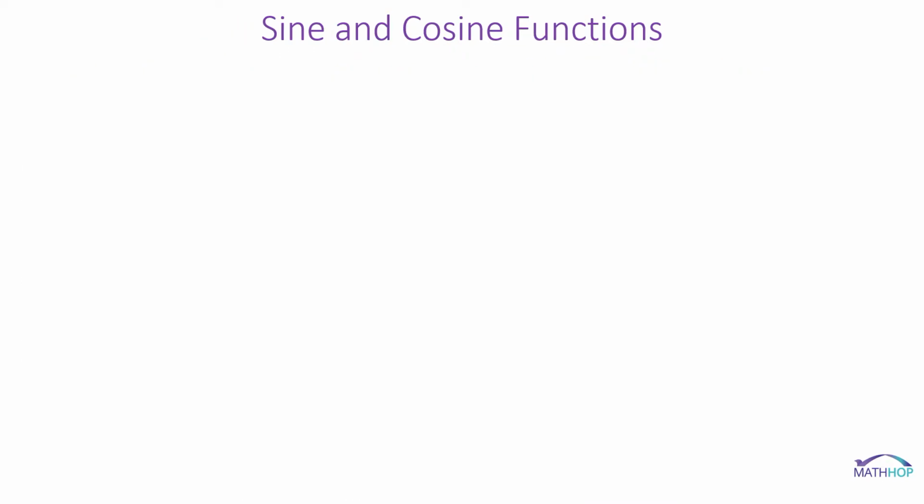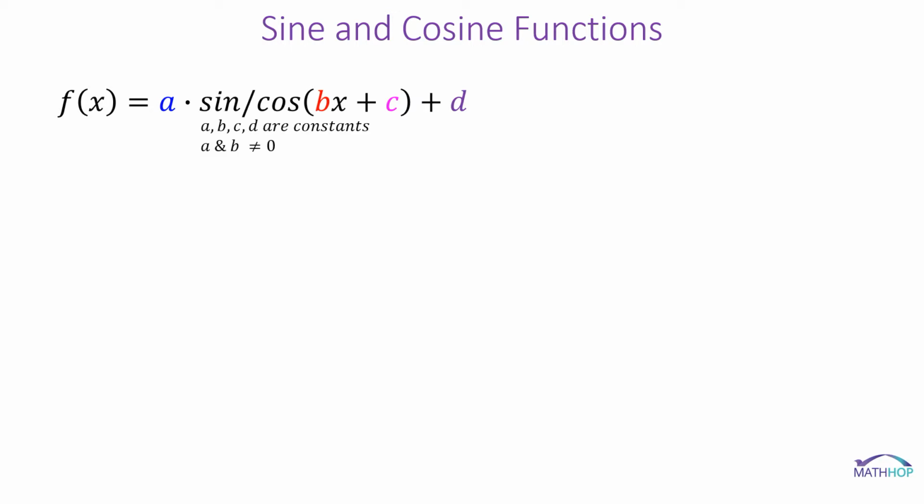Speaking of sine and cosine, let's look at the function for sine and cosine. You have this general form, f(x) = a times either sine or cosine of the argument (bx + c), plus d. In this function, a, b, c, and d are all constants, and a and b can't be 0 because then you wouldn't have a sine or cosine function of any type.